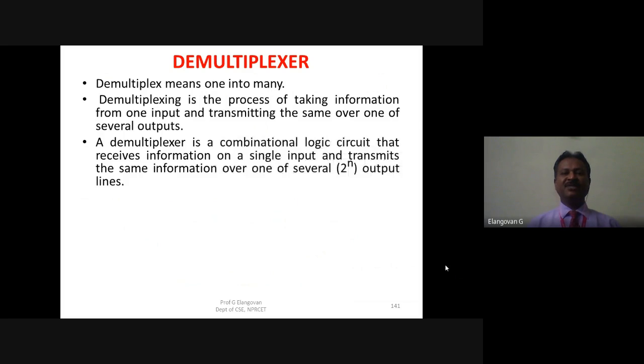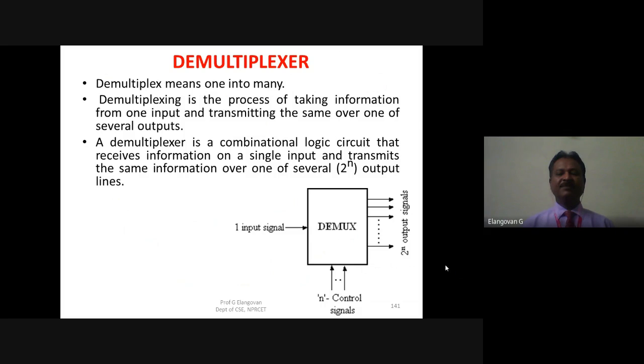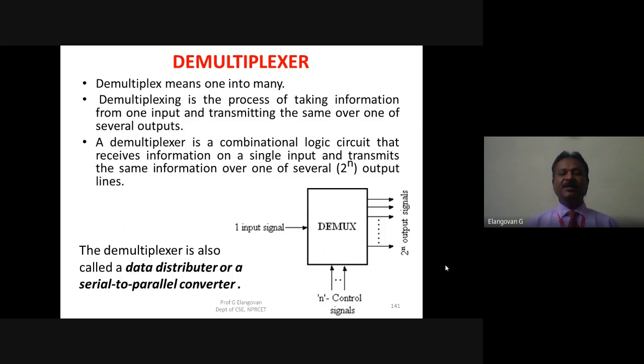To select which output is to be active, we have select signals. According to the select signals, if there are n select signals, we can have a maximum of 2 power n outputs. This is the circuit symbol. Only one input is given to the demultiplexer. There will be n control or select signals to select which output is going to be active, so 2 power n output signals are possible. The demultiplexer is sometimes referred to as a data distributor or a serial to parallel converter.